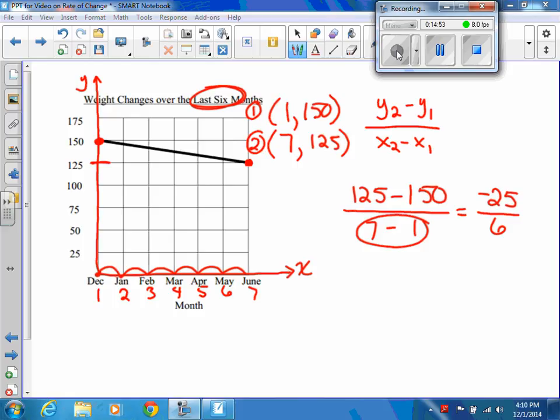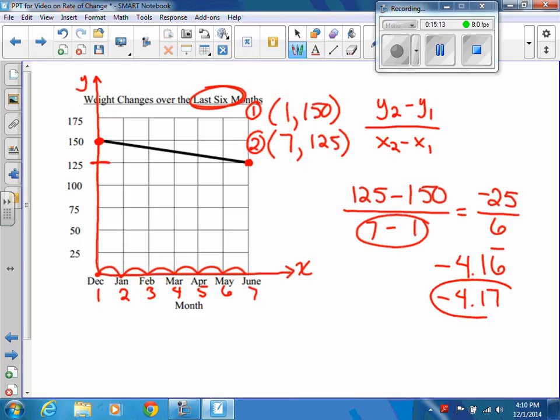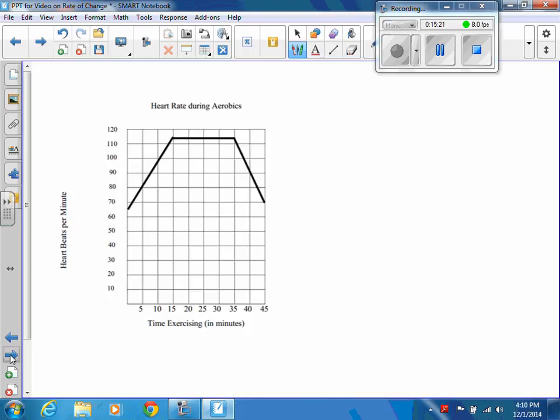Okay, so that is our answer for this. But, again, we can actually divide that out to get a decimal answer for our rate of change, which would wind up being negative 4.16 repeating. Or you might round it and say negative 4.17, and this would have been fine too. But again, that one can be a decimal answer because it is the rate of change for the weight loss.